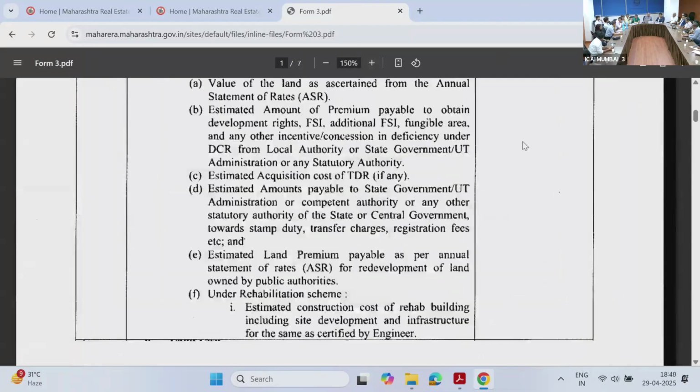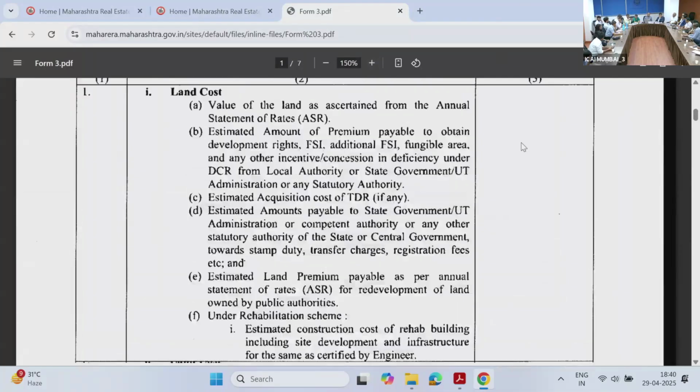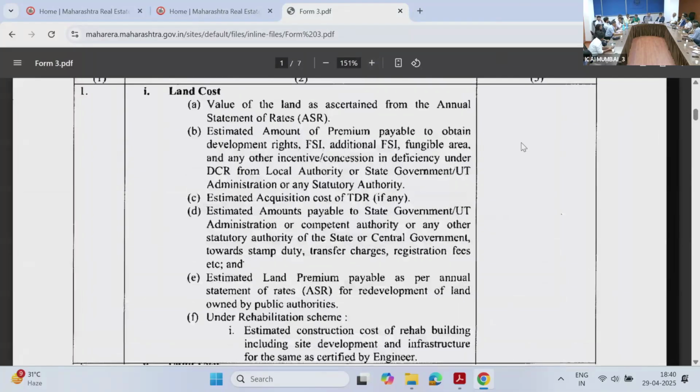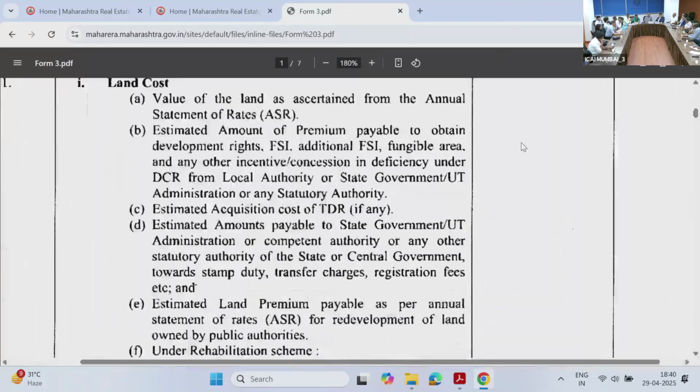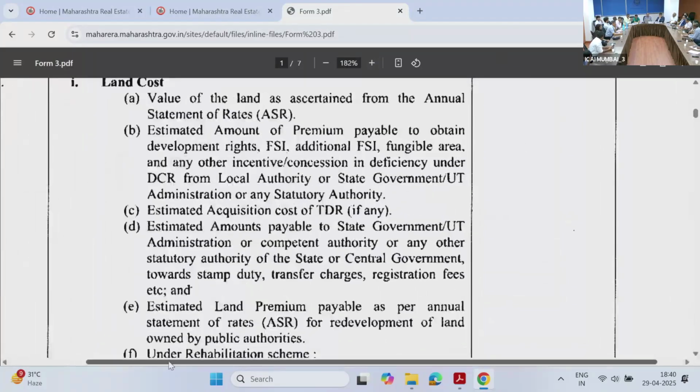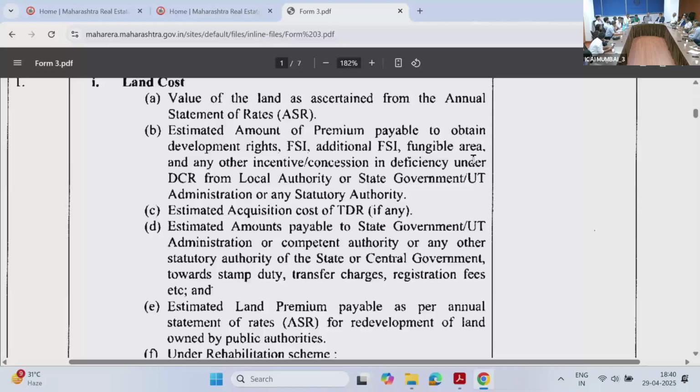FSI premium, or whatever other premium or open space deficiencies, all these things which you are giving are actually increasing your premium area for development. That should be the land cost. And the other thing which you are paying is for execution of this area.